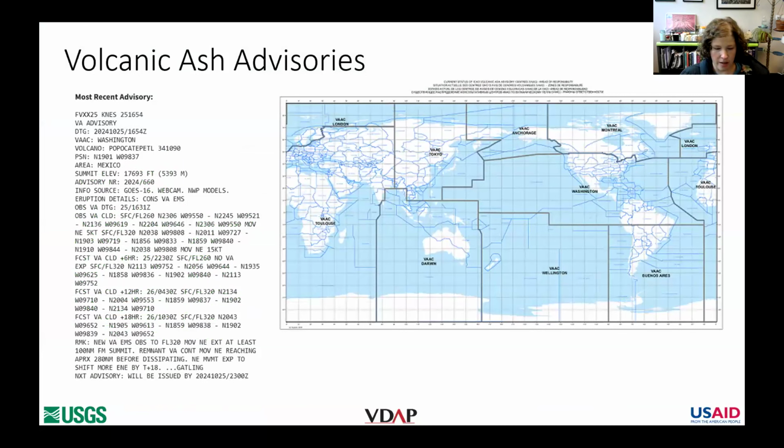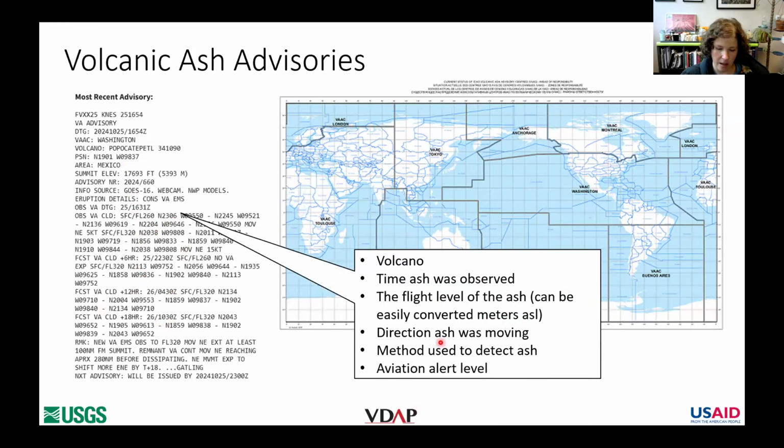Like I said, we're trying to ingest as much automated data as we can. It's pretty easy to automate some data extraction from a volcanic ash advisory because they give the volcano, the time that ash was observed, the flight level, which can be converted into meters above sea level, and some other things that can be pretty much automated out of these text reports that have a standard format.